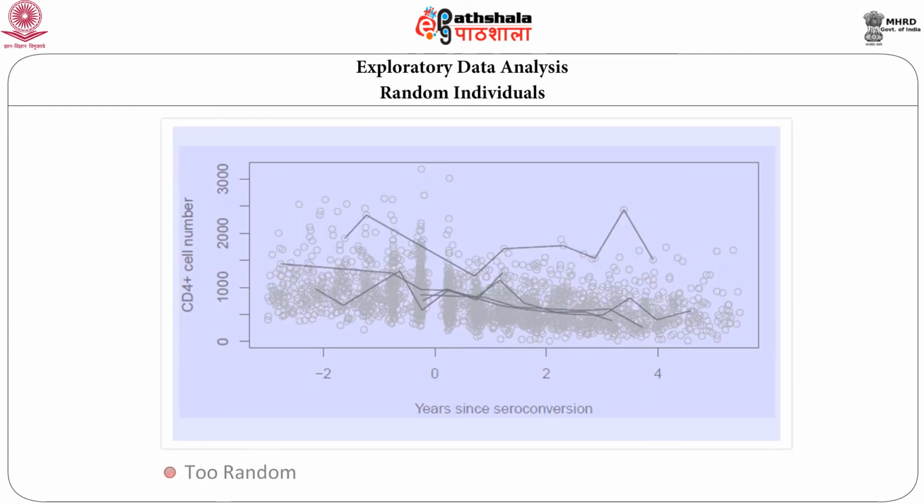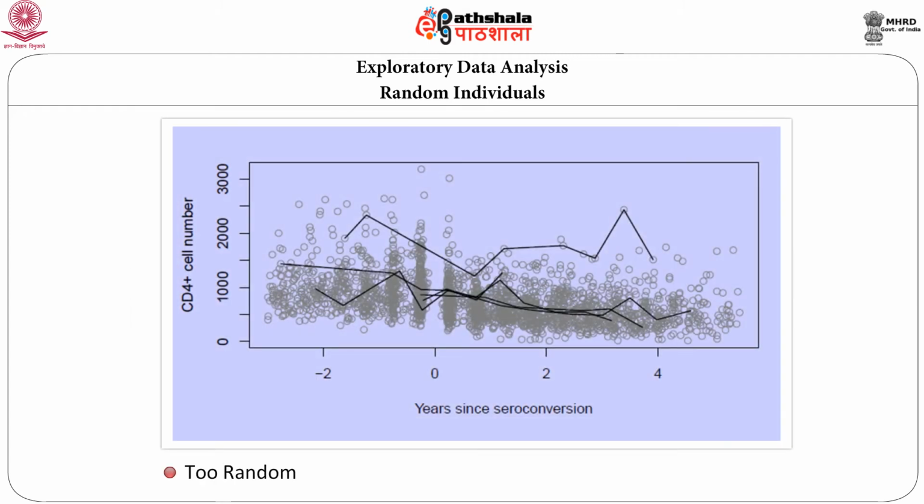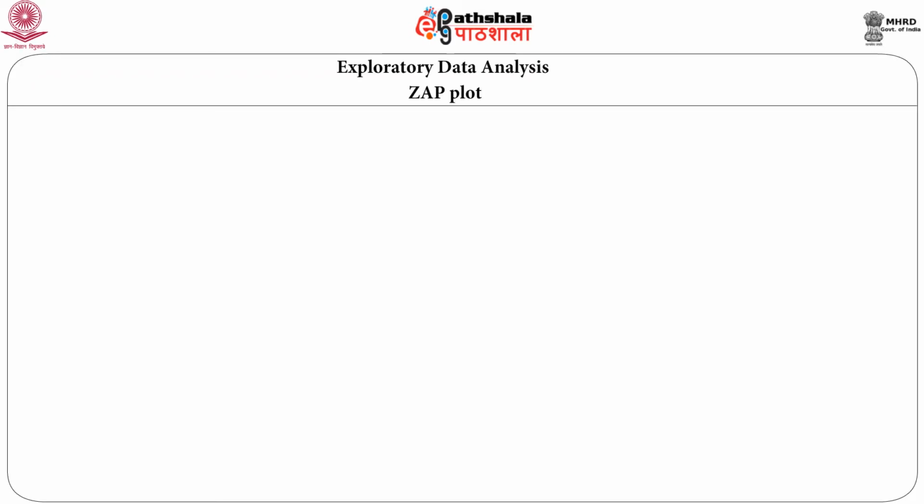But again, the problem here is since these are k random individuals, the coverage of the total area might not be good. So for example, we have data out here and here and here, so the individuals don't fall in this region. So this approach for a large data set again becomes too random. A quick remedy of this is called the SAP plot.